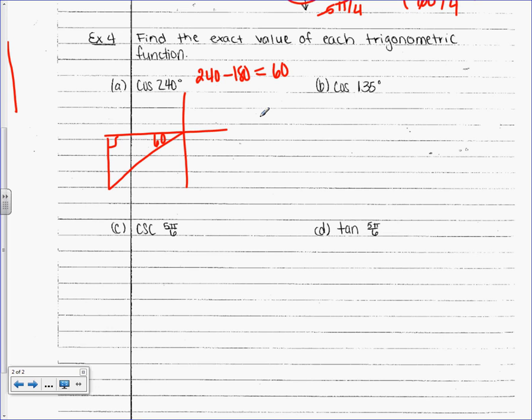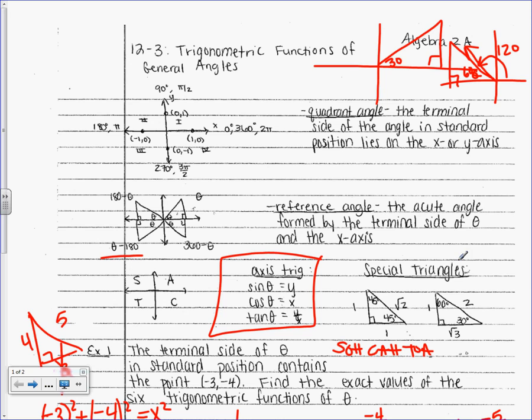Adjacent over hypotenuse. Do I have the adjacent side? Not really yet, right? Do I have the hypotenuse? No, but I can find it. This is a 30, 60, 90 triangle. Okay? Why are you guys moaning and groaning? It is what it is.